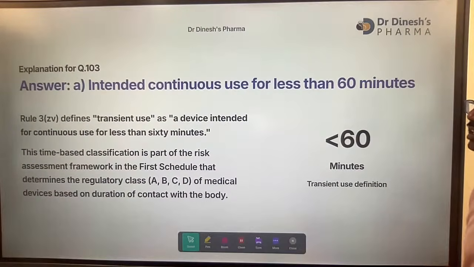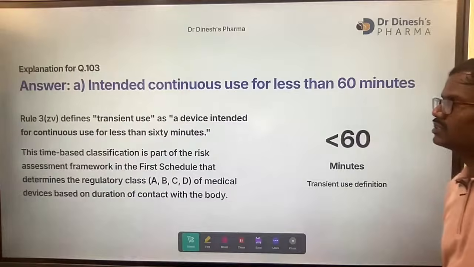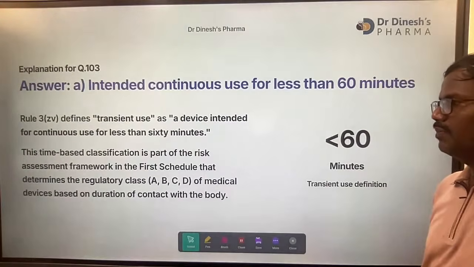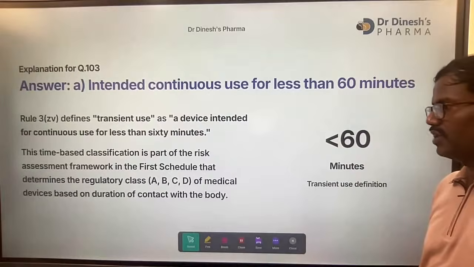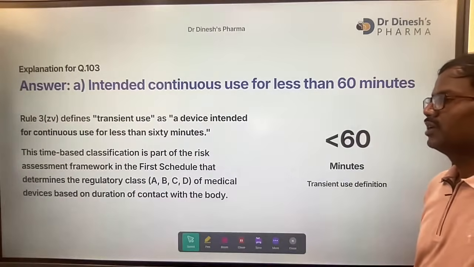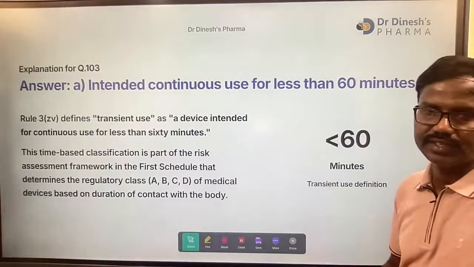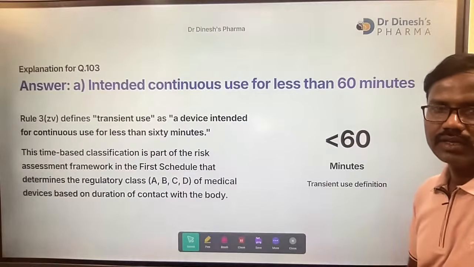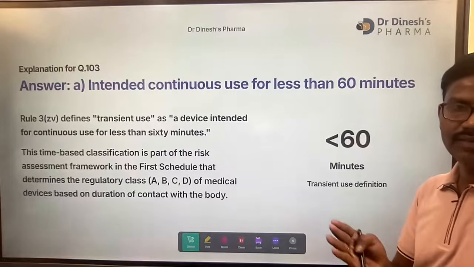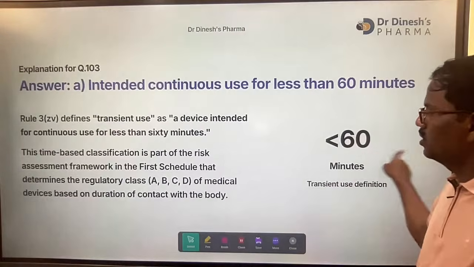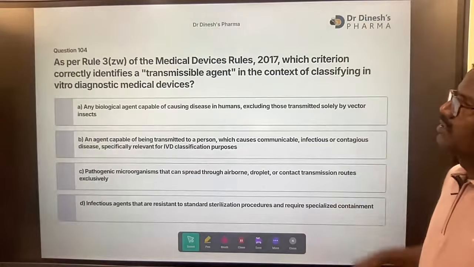Okay, so Rule 3 explains transient use, a device intended for continuous use for less than 60 minutes is called as transient. Okay, transient use. That time-based classification is part of the risk assessment framework. First Schedule determines the regulatory class of A, B, C, D. Okay, so there are different classifications. So we will do one more video shortly about how to classify the medical device based upon the different contexts. Okay.